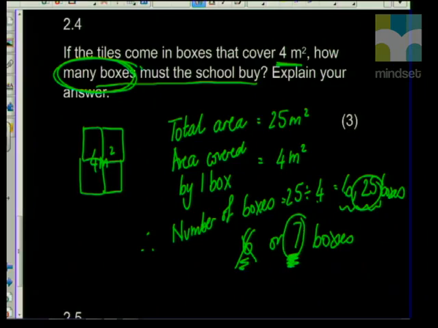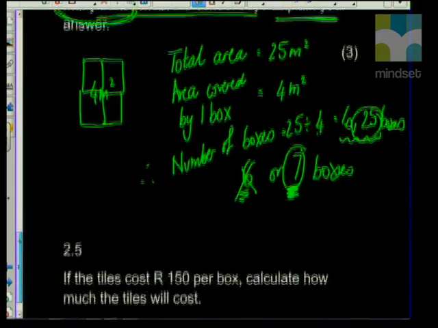And that's where we need to explain. It says explain your answer. I need 7 boxes, otherwise we will be a few tiles short to cover this room. Hopefully that makes some sense to you.